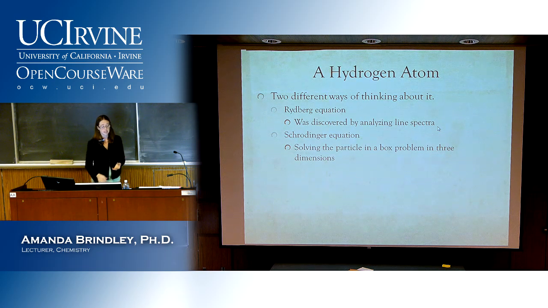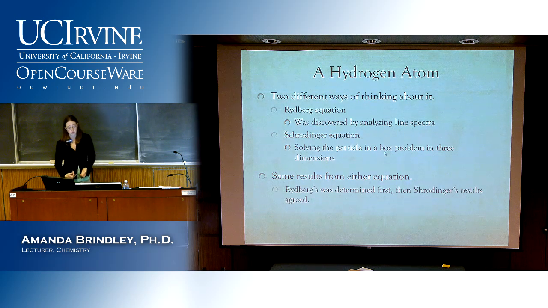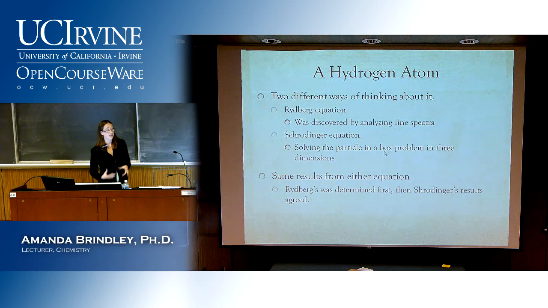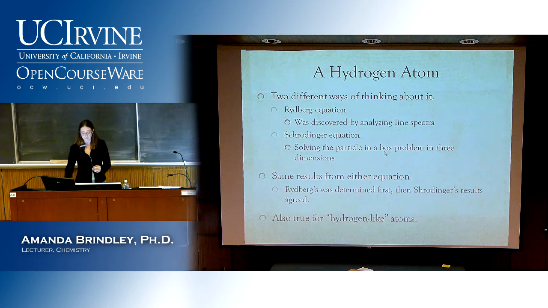So one was done experimentally, one was done theoretically. But either way you do it, you get the exact same results. Rydberg's was done first, and then Schrodinger's agreed, which is always great. In science, that's what you want. You want someone to do it experimentally, and then someone to do it theoretically, and have the two results agree, because that means that your theory is relatively sound. If your theory doesn't agree with your experiment, or your experiment doesn't agree with your theory, you're obviously not understanding something. So this showed that they both kind of had it right.